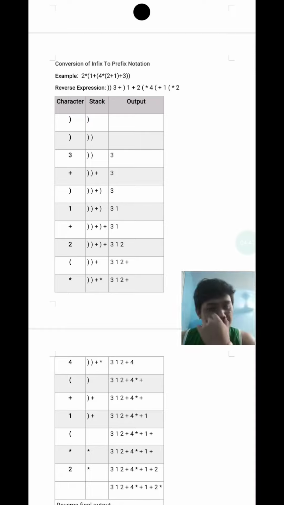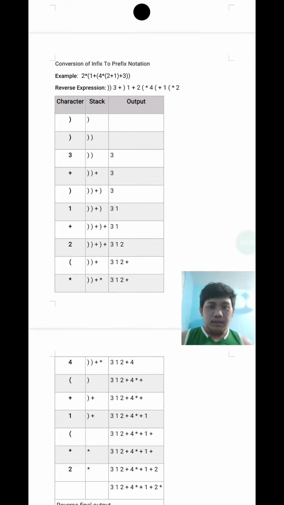Here is an example of the conversion of infix to prefix notation. As you can see, I used numbers because for me, numbers are harder to work with than letters. So here we have the expression: 2 times parenthesis 1 plus parenthesis 4 times parenthesis 2 plus 1 parenthesis plus 3 parenthesis and the closing parenthesis.